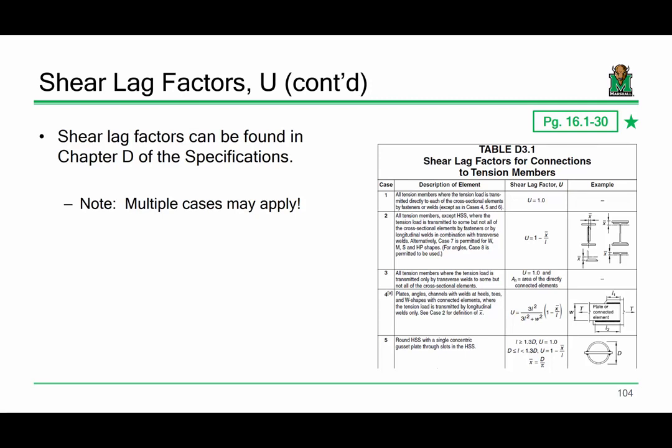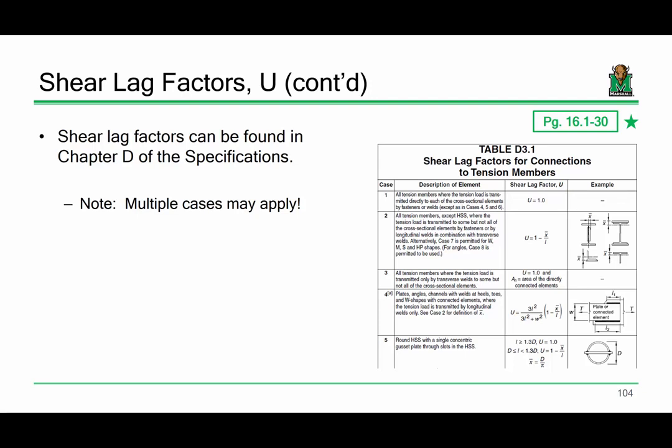Somebody else read case number 2. How about you read case number 2? Here, you right here. Here you go. Because you were ready with your manual. You had it all prepped up, ready to go. All tension members except HSS, where the tension load is transmitted to some, but not all the cross-sectional elements by fasteners or by longitudinal welds in combination with transverse welds.